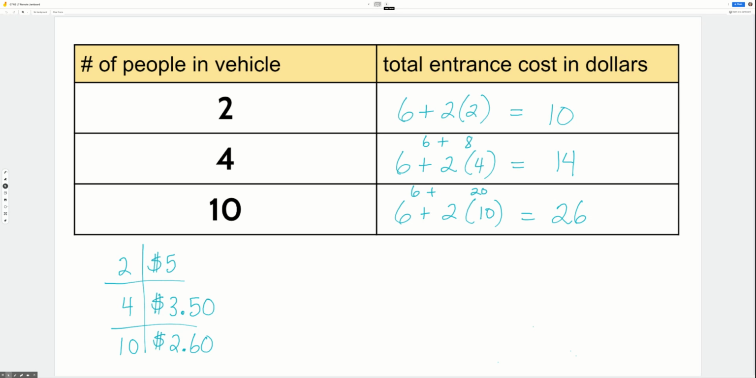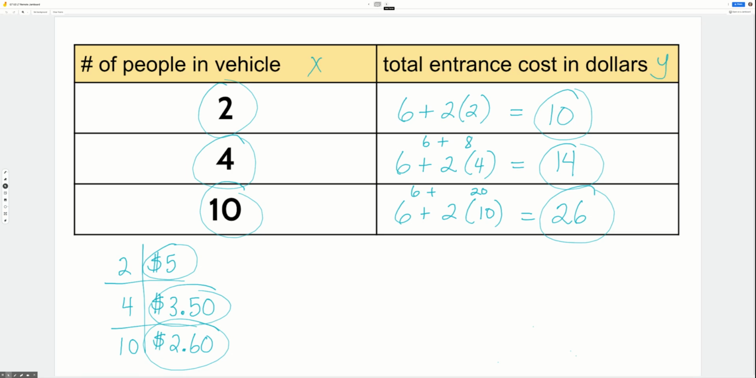Absolutely. What this is an example of is this problem does not have a constant of proportionality, because what we essentially just did is, if we called this our x and our y, we did our y divided by our x and got $5. We did our y divided by our x, got $3.50. Our y divided by our x, and we got $2.60. It's not the same constant of proportionality throughout.